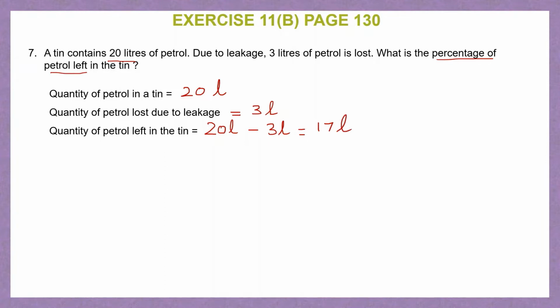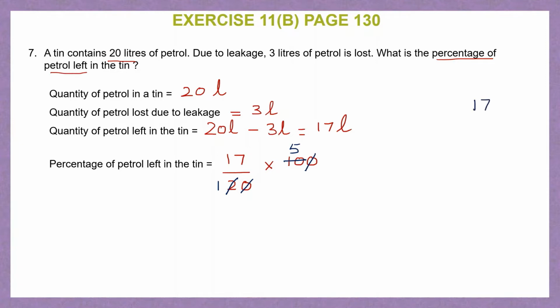Now we need to find the percentage of that. Percentage of petrol left in the tin is 17 liters divided by the quantity of petrol in the tin, which is 20 liters, and multiply this by 100 because we are going to find the percentage. Now let's cancel 10 here and 10 on top. So now I have 2 and 10, which I can cancel again. 2 ones are 2 and 2 fives are 10. Let's multiply 17 into 5.